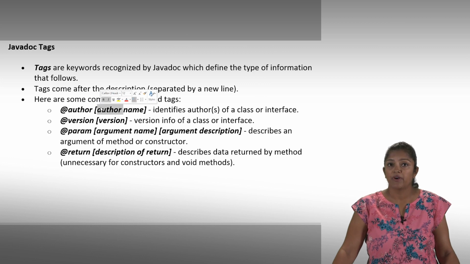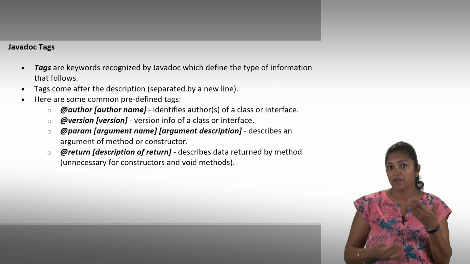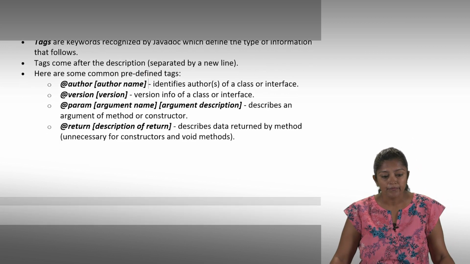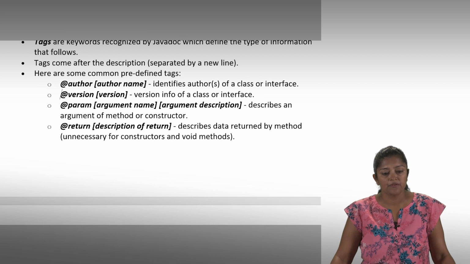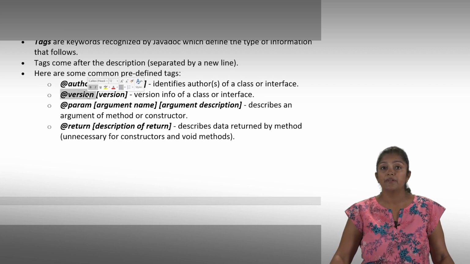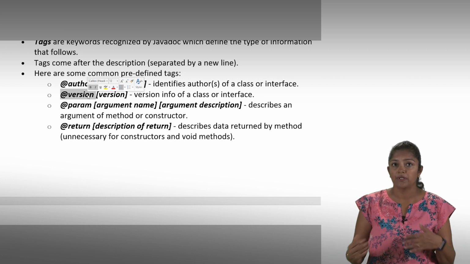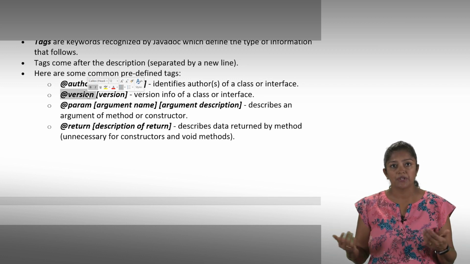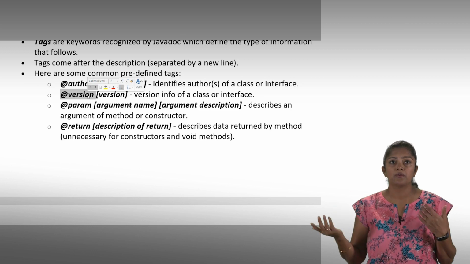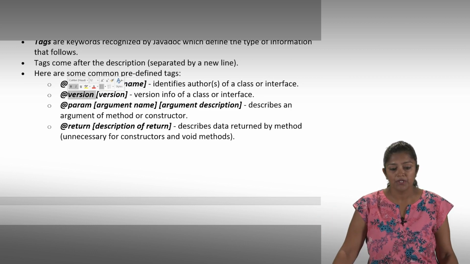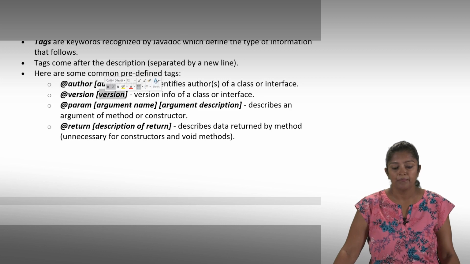If you want to specify multiple authors, then on the next line you can have another @author and specify the name of the author. The next useful thing is version. You want to specify the version of the class or the interface. When you start out, say it's version 1.0, and if you make enhancements to it, it's version 1.1 or 2.0, depending on however you want to do the numbering. So add @version and then indicate the version number.